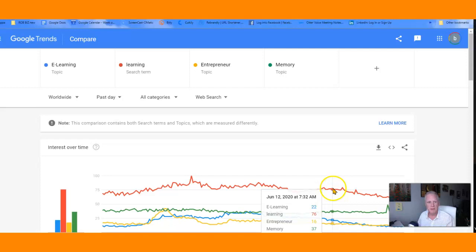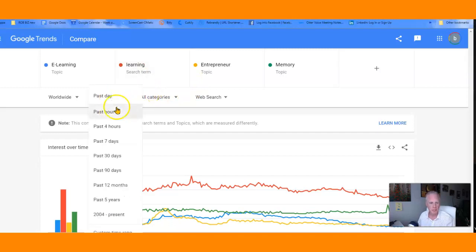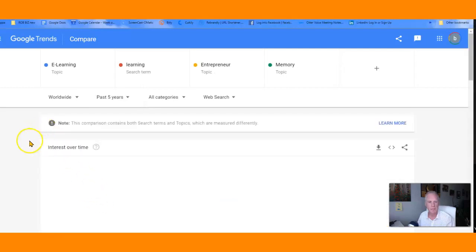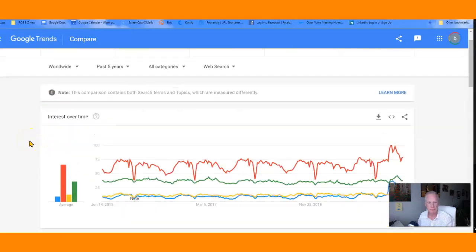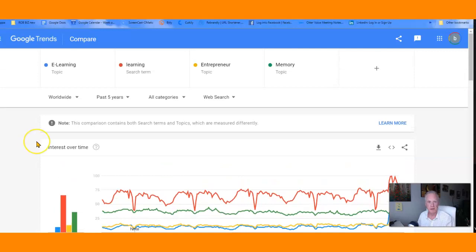So we have learning constantly being searched in the past day in all categories, okay? But the key to finding something evergreen is not looking at the past hour, 4 hours, or 90 days. You want to go to the past 5 years. Now watch what happens. This is very important. So we're looking at these 4 topics. You see what each color represents up here.